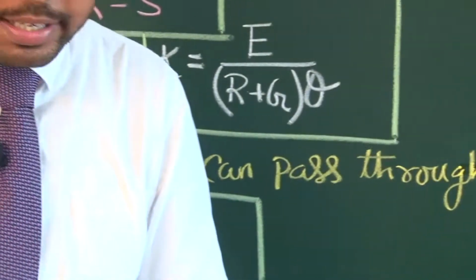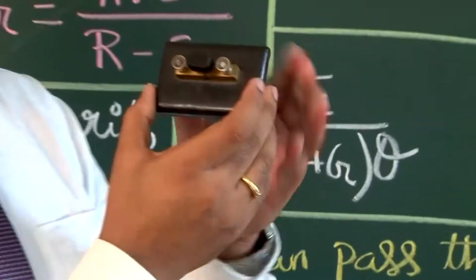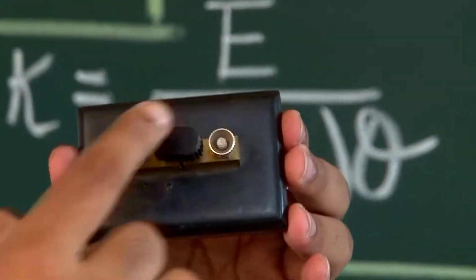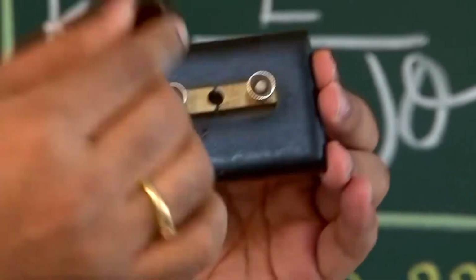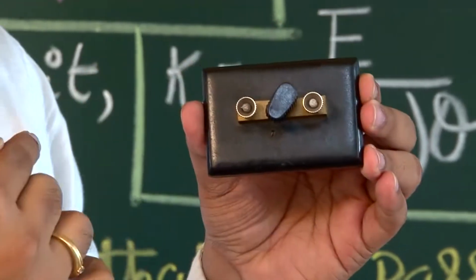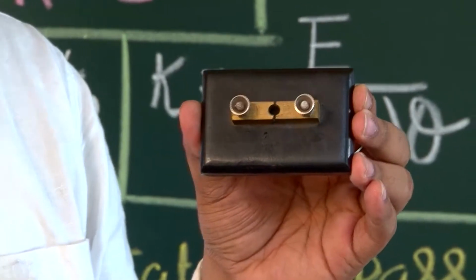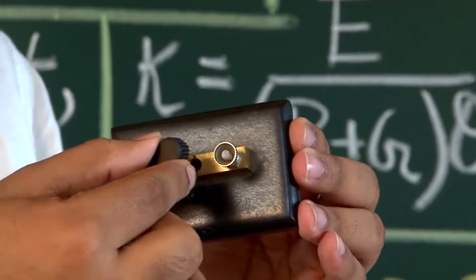Now, the next thing which is needed here is the key. This is one key. In this key, as you can see, two terminals have been given and one particular key has been given. When we connect this key, the circuit will be on, current will be passing through. When I open this, the circuit will be off, current will not pass through. So, these are the required elements.